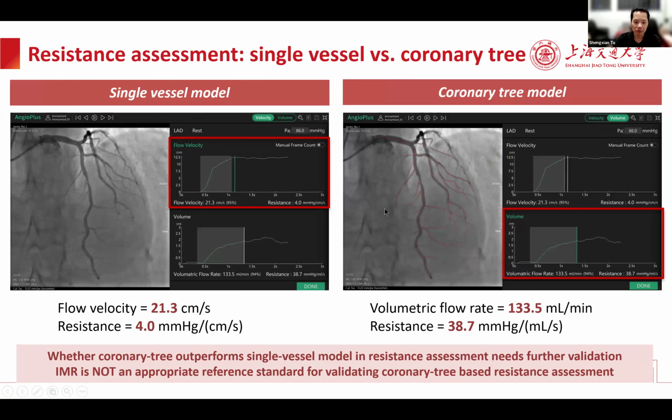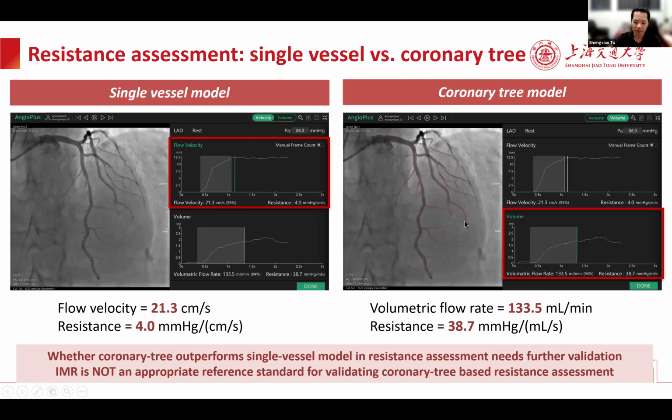So we provide two options. The first option is a single vessel analysis. As you can see, you have the flow velocity. And the other option is a volumetric flow, right? So it not only quantifies the LAD, the main vessel, but also includes all the side branches. So you have the flow velocity quantified from the main vessel, and the volumetric flow including all the side branches.